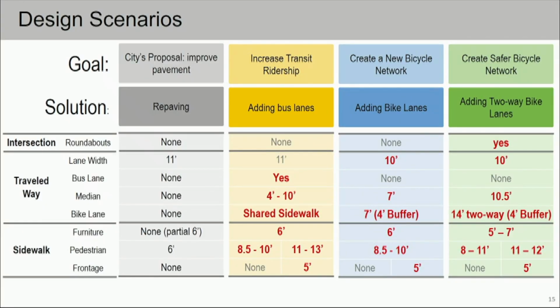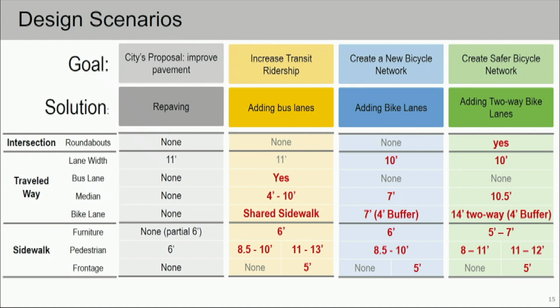So we looked at developing three scenarios. The city has only proposed to basically do some pavement, shoulder pavement, to improve safety perhaps. So we looked at three scenarios. We generated more, but we picked three for this presentation. So one is to increase transit ridership, and the solution for that was to add bus lanes.